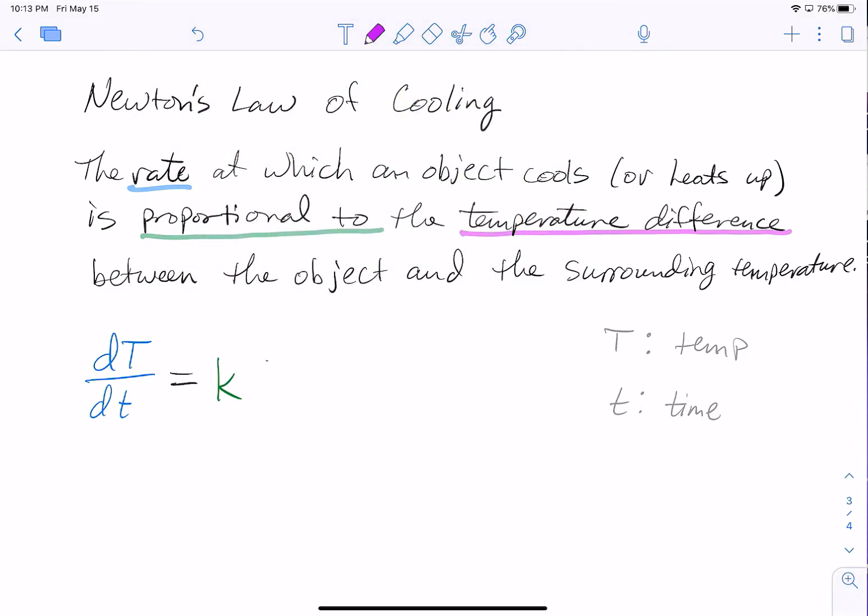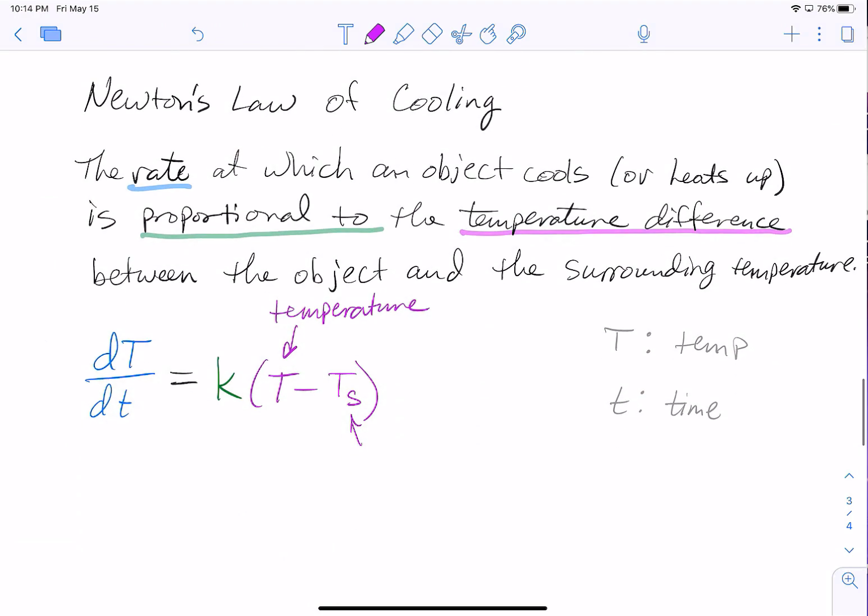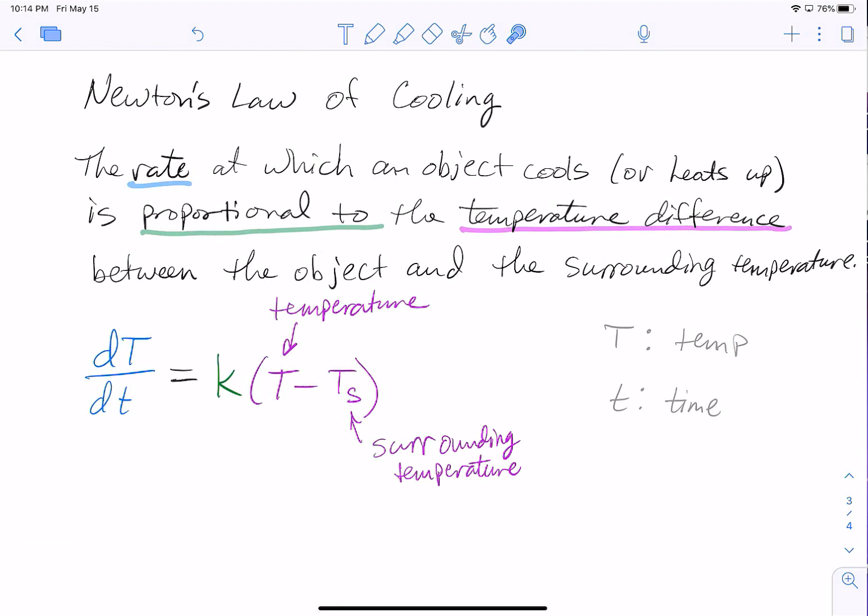That temperature difference, we're going to express as T minus T sub S, where T is the variable temperature and T sub S is the surrounding temperature. If we're talking about a pie that's being taken out of the oven, then T is the temperature of the pie as it cools. The surrounding temperature would be the temperature of the kitchen in which the pie is sitting. k is the rate of temperature change. Correction, it is the relative rate of temperature change, because the actual rate of temperature change is dT/dt.